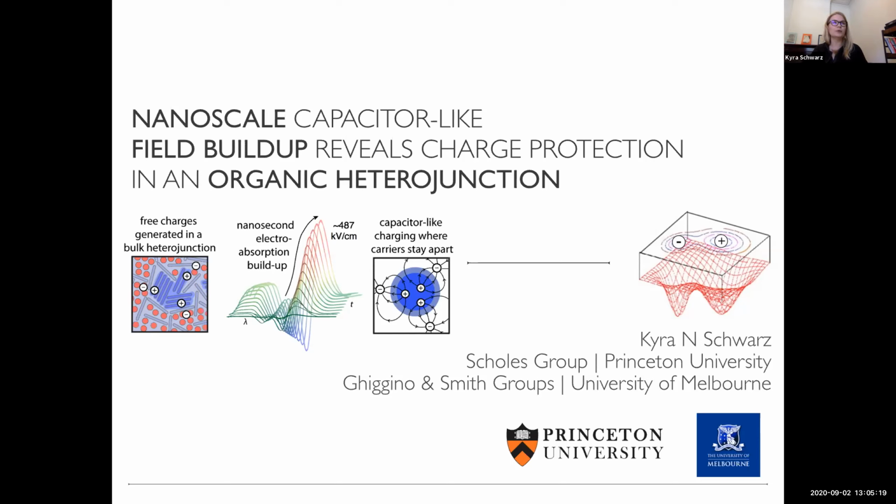So with this in mind, we have free carriers, electrons and holes. We want to harvest them. We don't want them to recombine, but they're mutually attracted to each other because they're positive and negative charges.